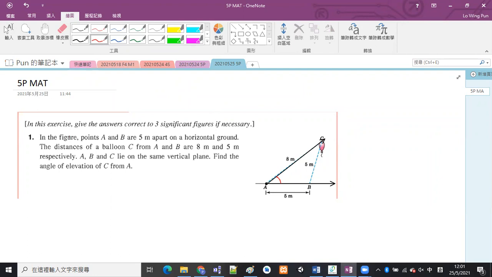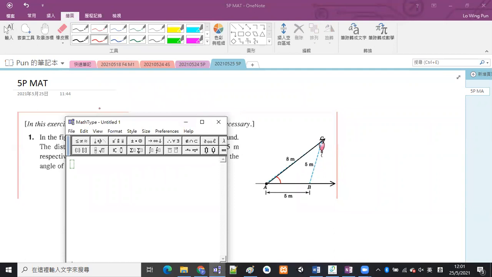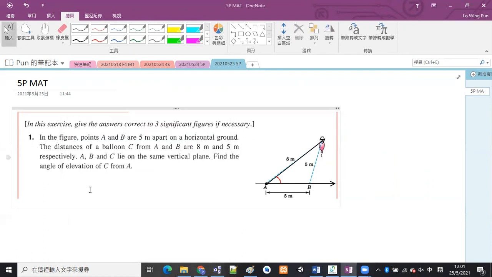You may write this down. Actually, sometimes there is one mark allocated to this sentence. This one, the required angle is angle CAB. Sometimes for long questions, there is one mark allocated to this sentence. It's okay? But sometimes, not always.